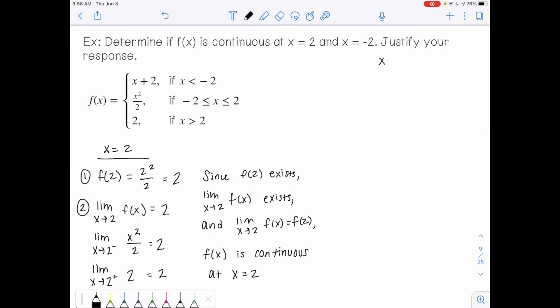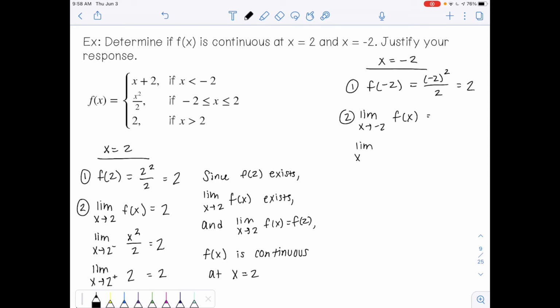Right, so now let's test out negative 2. The first thing we're going to find is the function value. At negative 2, that's still going to put me in that middle branch. So I'm going to get negative 2 squared over 2, which is going to give me back my 2. And then I want to take the limit as x approaches negative 2 of the function.